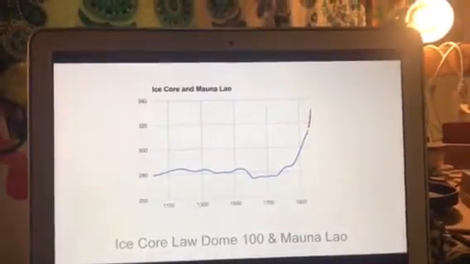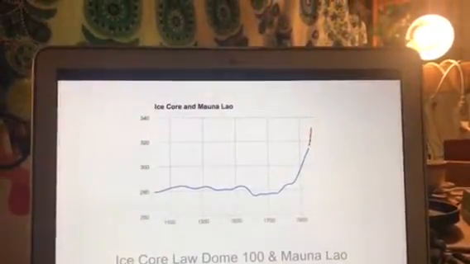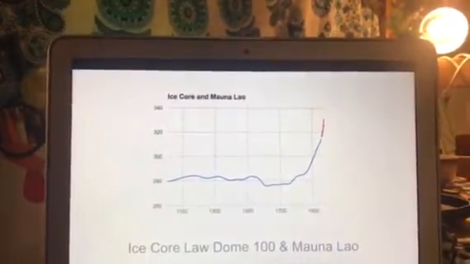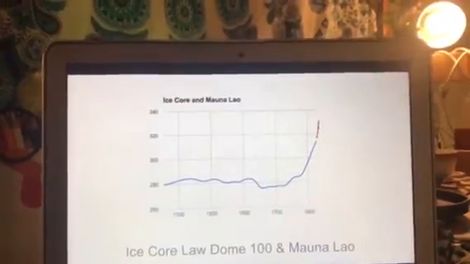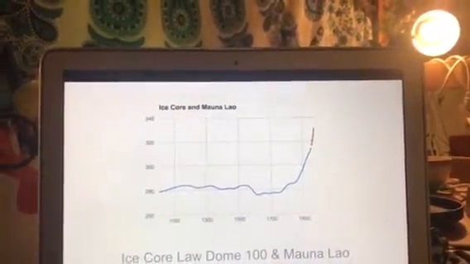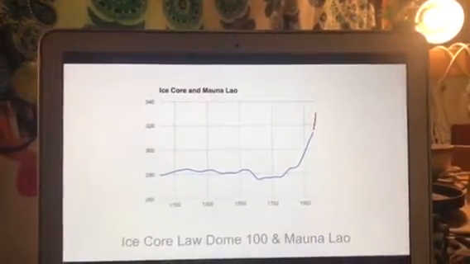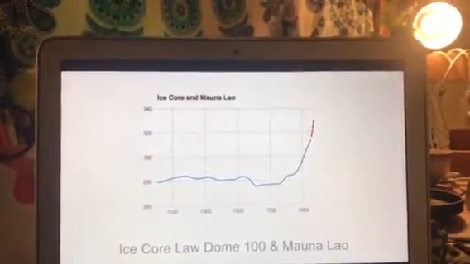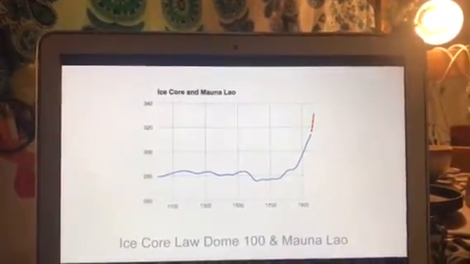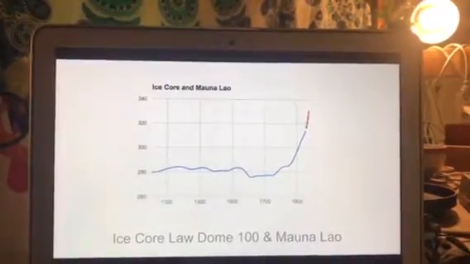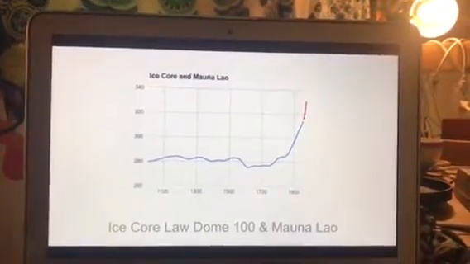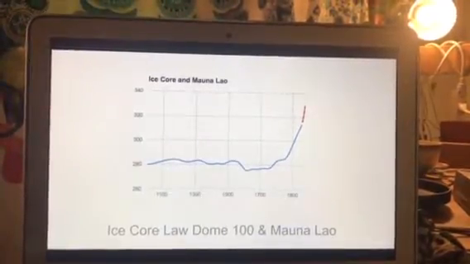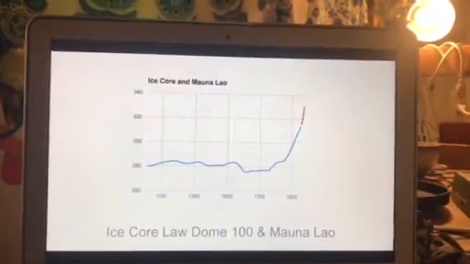So the fourth graph is named Ice Core and Mauna Loa. This graph is different because it combines the Mauna Loa data and the ice core data. This graph is significant because the red line to the right of the blue with the black dots shows that this data is valid. Those 4 black dots on the Mauna Loa line are times when the carbon dioxide concentration had the same ppm as in the ice core. So the ppms matched up in both spots at the same time.